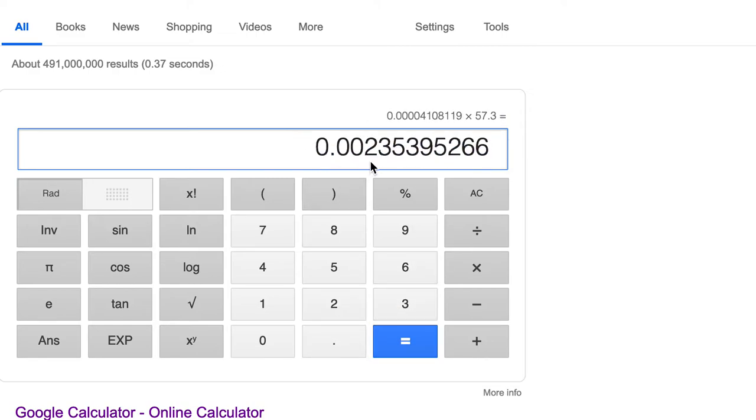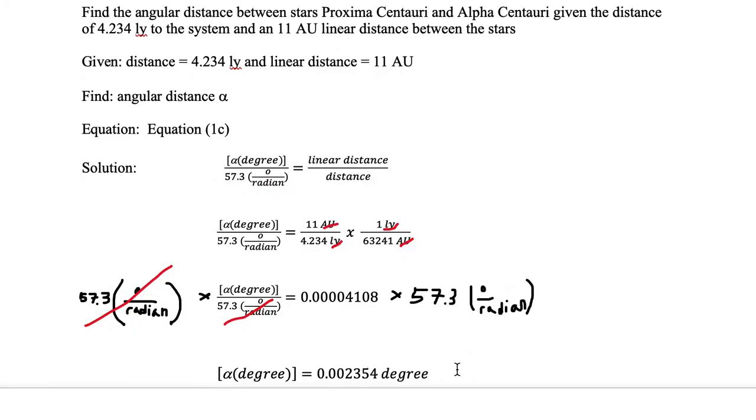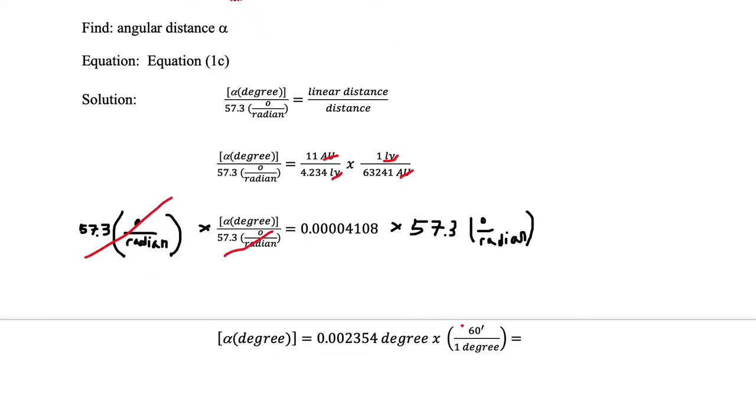And now we've got a better number, 0.00235, and then we can round these guys up. 95 is greater than 50, so we can round this one up to 4. 0.002354. So our answer in units of degrees is 0.002354 degrees. This is a very small number. Let's convert it into arc minutes. We know that the conversion is 1 degree is 60 arc minutes. So now we can cross out degree and multiply by 60.